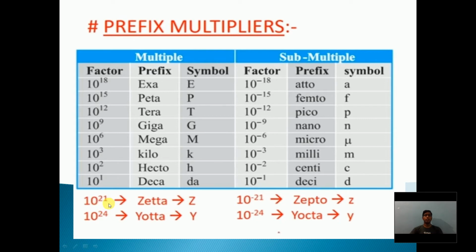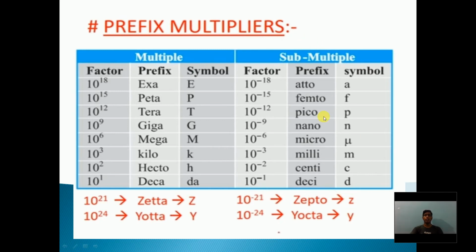So here you can observe 10 to the power of 21 zetta and 10 to the power of 24 yotta. All these are denoted with capital letters, capital symbols. And here you observe the submultiples: zepto, small z, 10 to the power of minus 21. All the minus powers are denoted with small letters, small symbols. So centi is 10 to the power of minus 2, milli, micro is 10 to the power of minus 6, and so on. All these are small symbols.